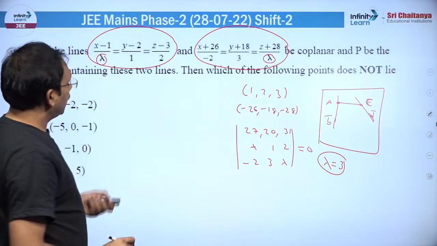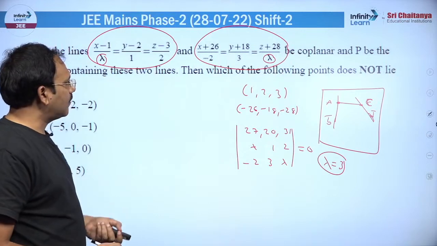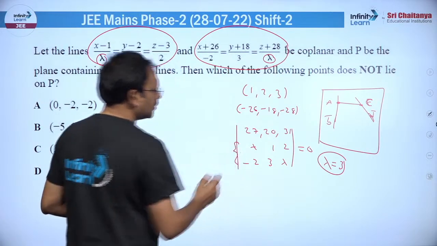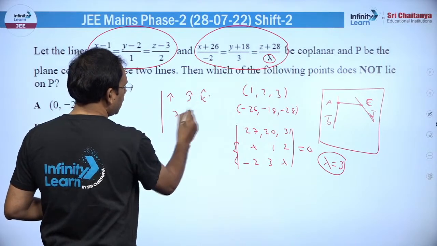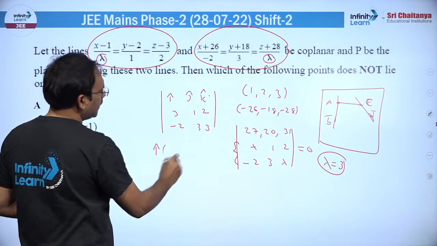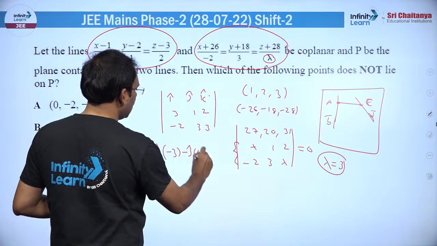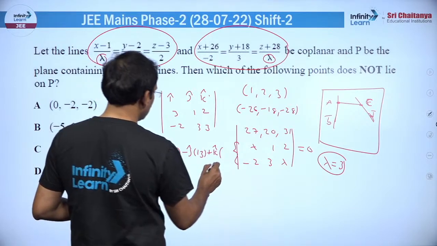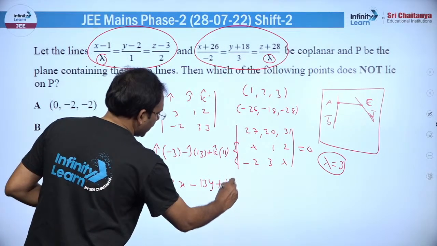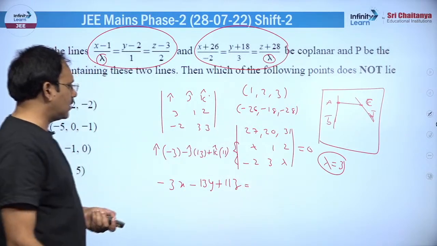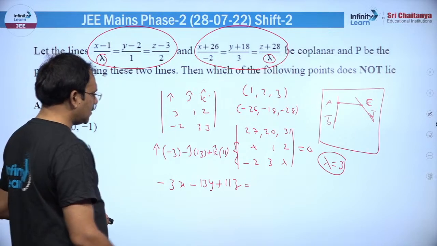Then, my dear friends, P is a plane containing these two lines; which of the following points does not lie on P? Once you know the lambda value, the cross product of these two vectors will give you the normal DRs of the plane. If lambda is 3, you can write i, j, k; 3, 1, 2; -2, 3, 3. So you can write i cap into 3 minus 6, which is minus 3, minus j cap into 9 plus 4, which is 13, plus k cap into 9 plus 2, which is 11. That means the plane normal equation you can take as -3x - 13y + 11z equal to a constant, passing through one of the points (1, 2, 3), which you can put in. This is 33 minus 26, you get 7, 7 minus 3 you get 4.